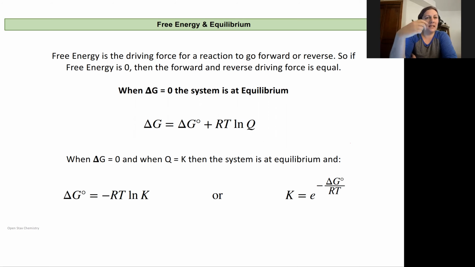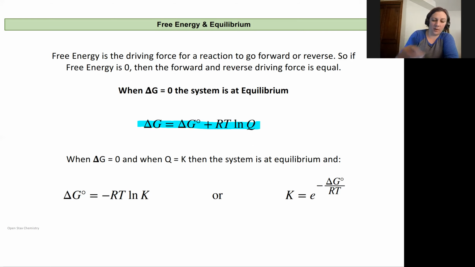So let's take a situation where we are theoretically at equilibrium. We would say then that our free energy is zero. There's not going to be a driving force to go forward or reverse, and those rates of the reaction are going to be equal in the opposite and reverse direction. So we can relate free energy to equilibrium using this equation right here.